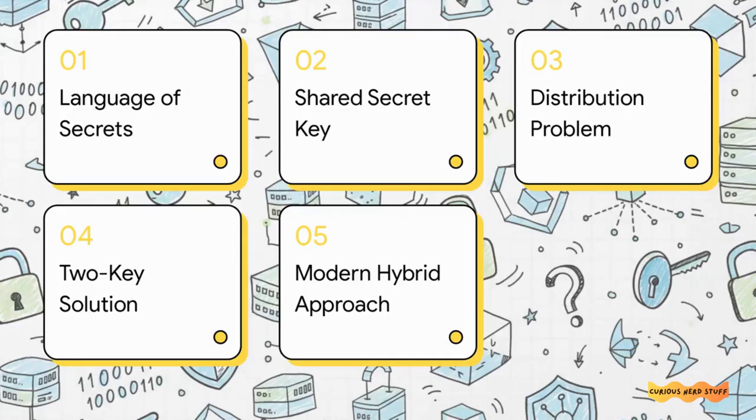So here is our roadmap for the journey. First up, we'll establish the language of secrets. Then we'll look at the shared secret key method. After that, we hit a massive roadblock called the distribution problem, which leads us to the brilliantly clever two-key solution. And finally, we'll see how it all comes together in the modern hybrid approach.